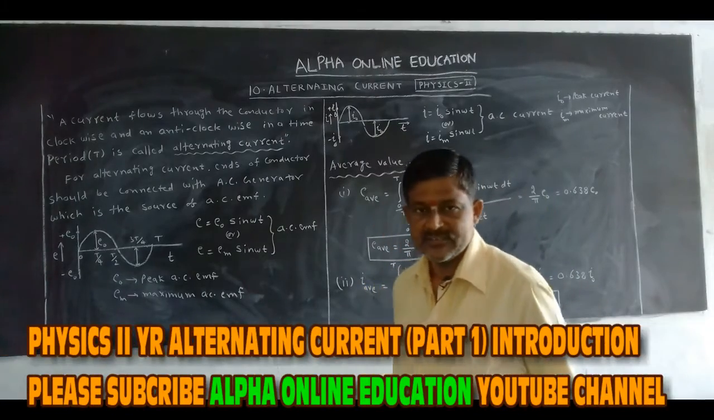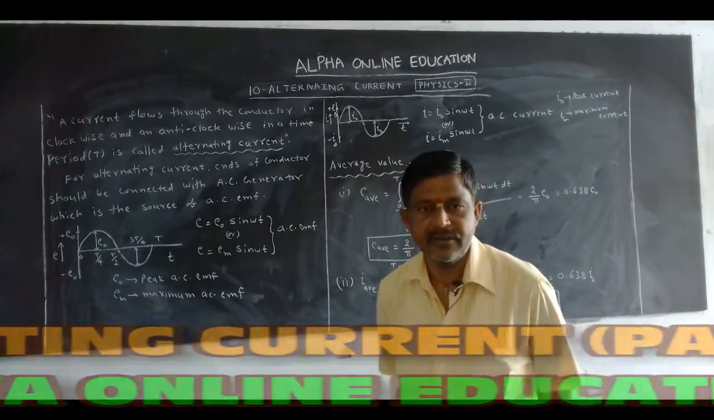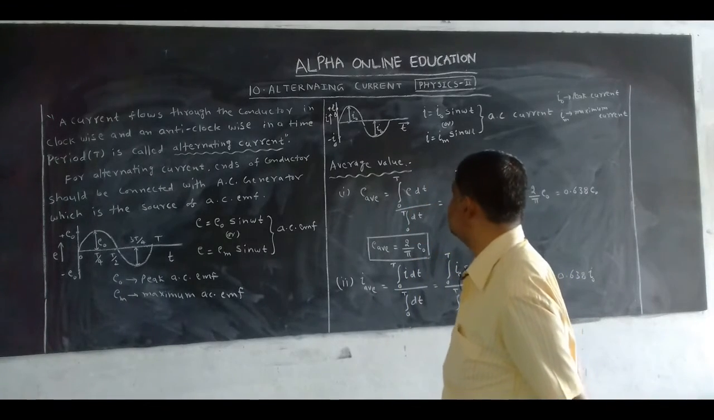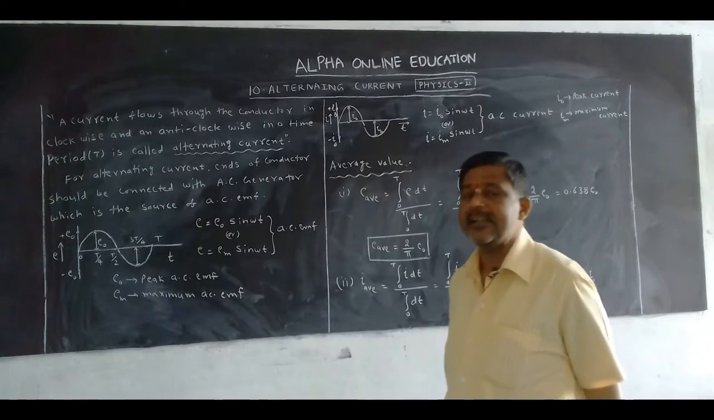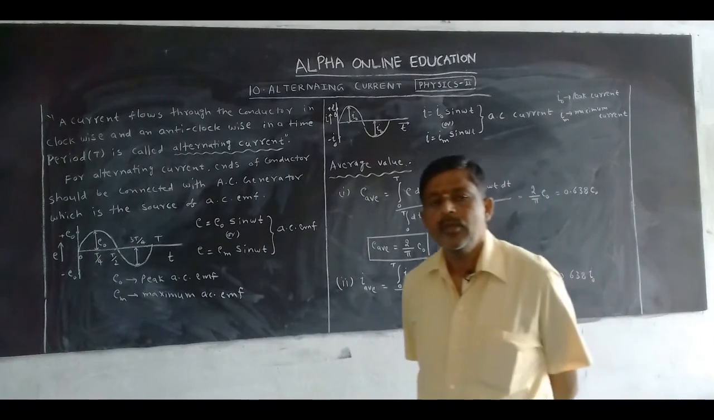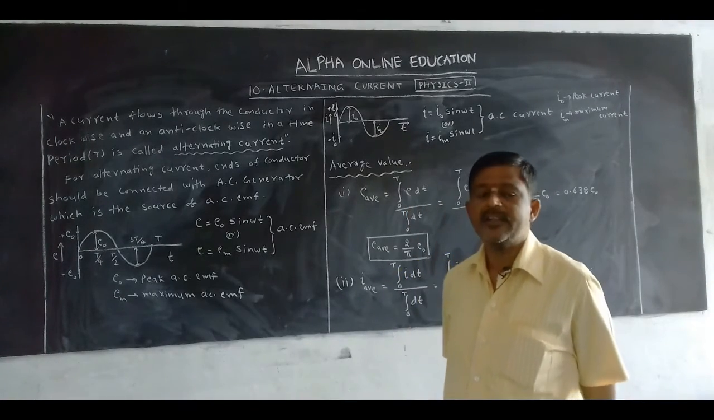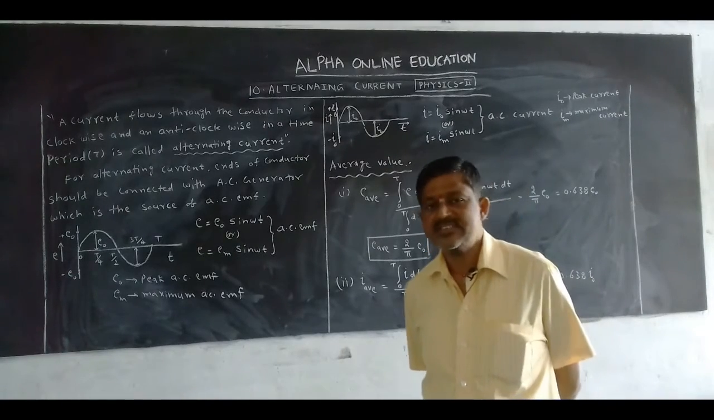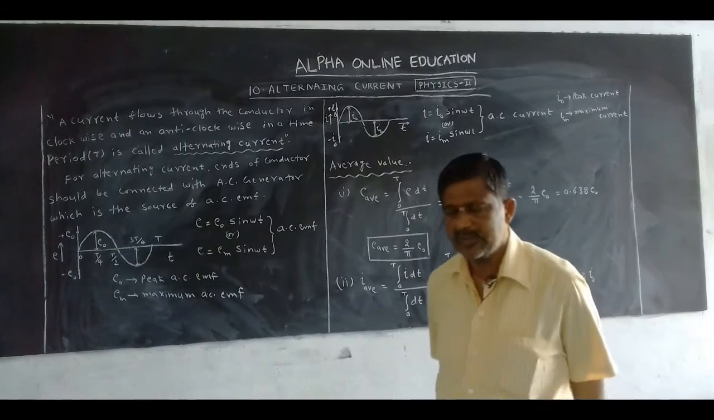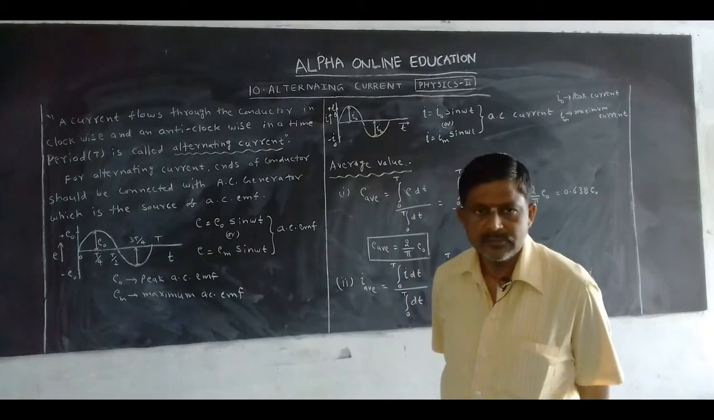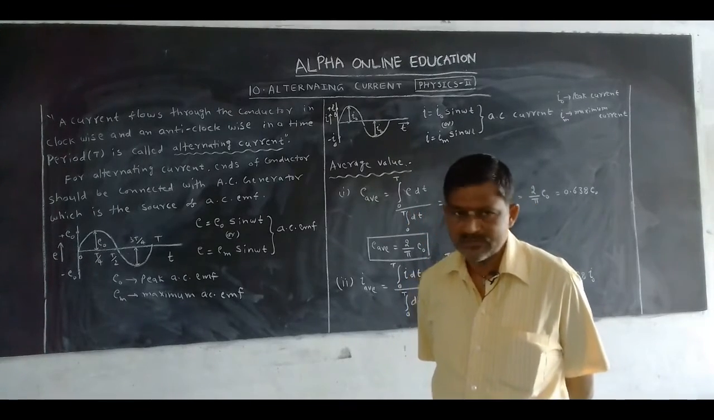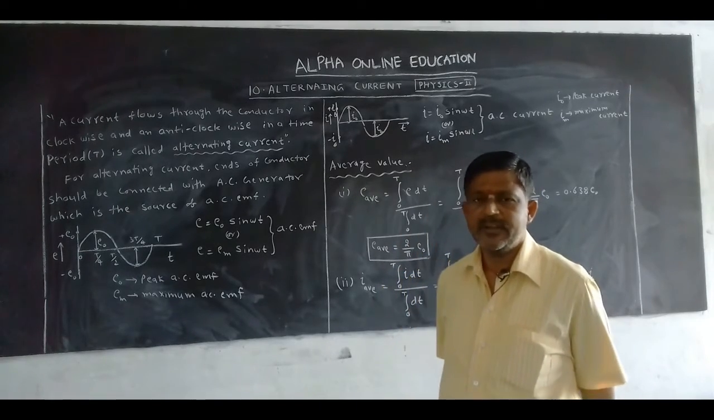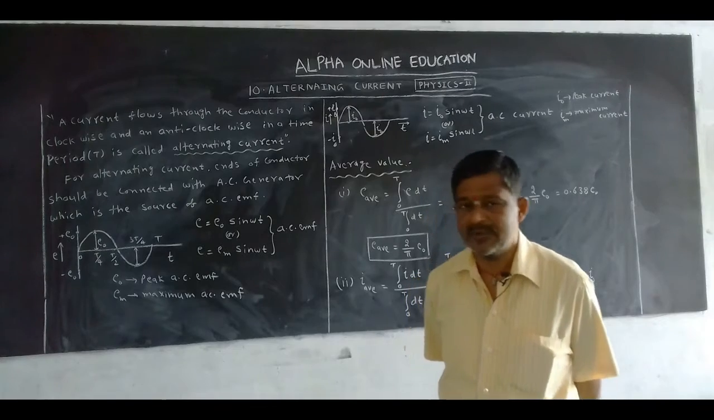We will discuss the 10th chapter in our second year syllabus. The chapter name is alternating current. Now, what is alternating current and what we want to discuss in this chapter? In this chapter we have one number of 2 marks questions and 4 marks questions. From the examination point of view, this chapter is important for 6 marks questions.